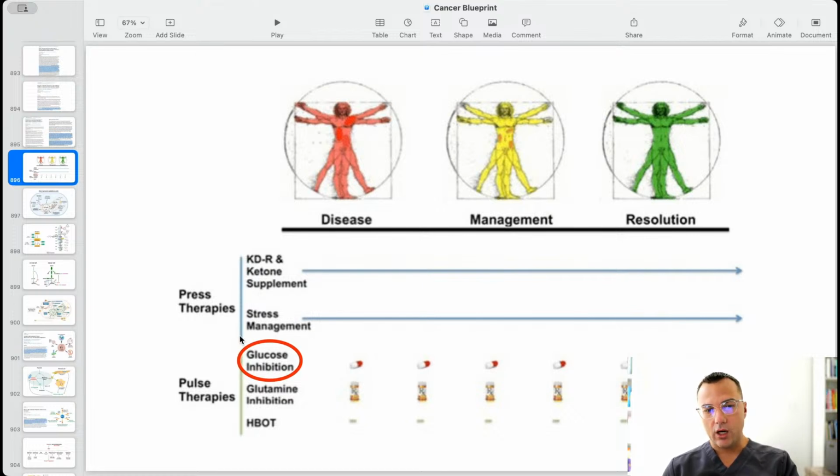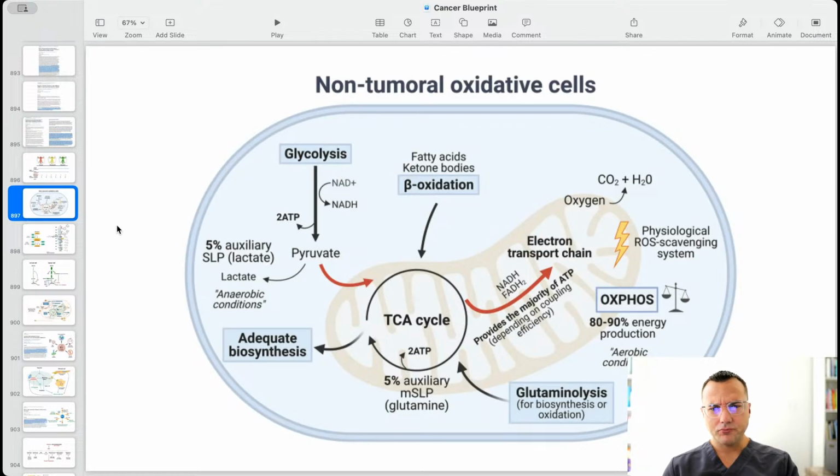But where we have not gone so far at all, well, we've talked about glutamine inhibition, obviously ad nauseam, but where we have not talked about at all is the inhibition of glucose. And that's where I plan on taking us over the next several weeks, until how long it takes to get through it.